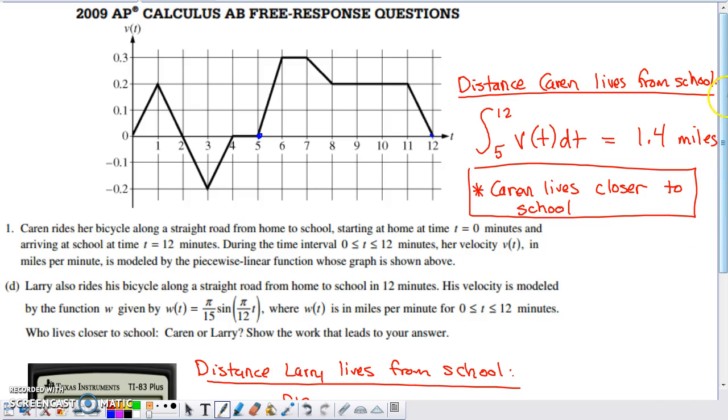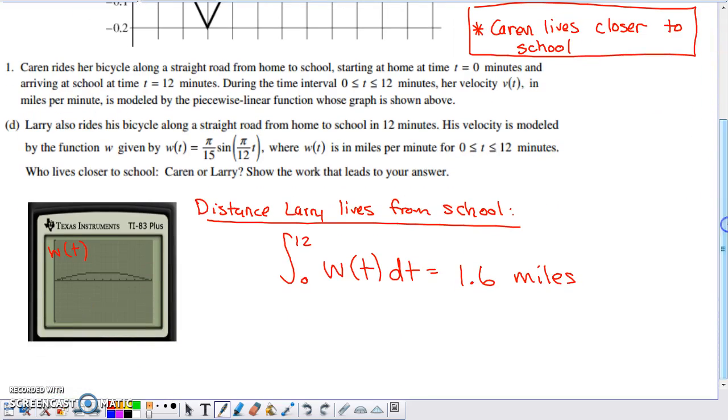What I did with Larry's velocity graph, I just graphed it on the interval from 0 to 12. I just wanted to confirm that Larry doesn't turn around to get his homework like Karen did, and we do see positive velocities, positive values for w on the interval from 0 to 12. So Larry doesn't do any turning around to go home to get his homework. So the integral from 0 to 12 of w of t is going to indicate the distance Larry lives from school.